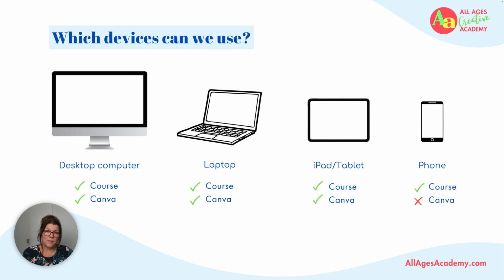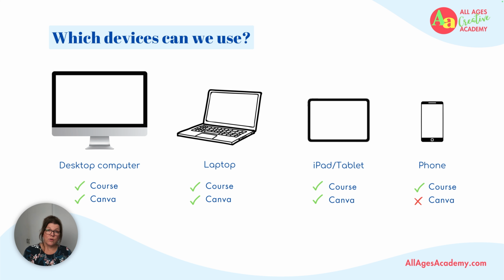The other consideration we have is which device to use. This is a list of devices, and the only thing that has a red mark next to it is using Canva on a phone. You can use Canva on a phone. There is both an app and you can get in through a browser as well on a phone. But both of those will look different to all of the other devices. The interface has to change because there's a lot less space on a phone.